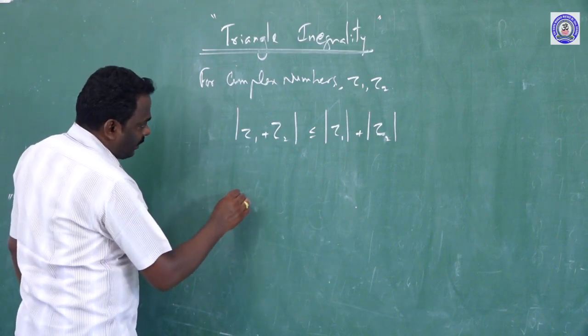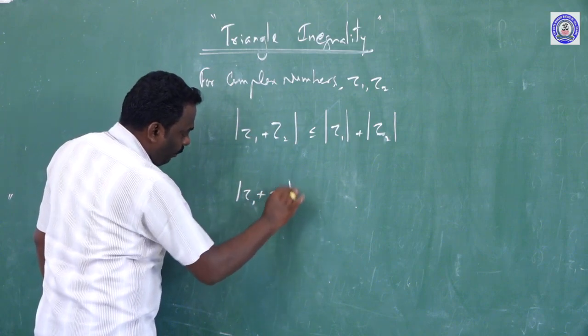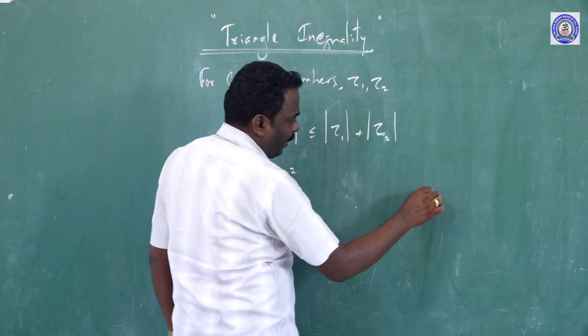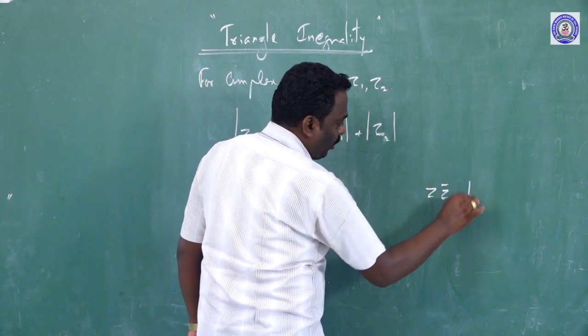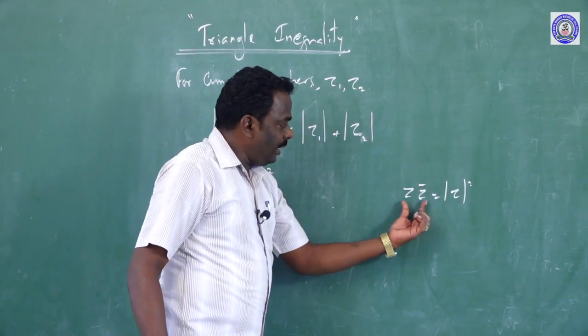So let us consider it. First take the left hand side equation, modulus of z1 plus z2, and we can take its square. So we know the property z into z bar is equal to modulus of z square. Modulus of z square equals z into z bar.